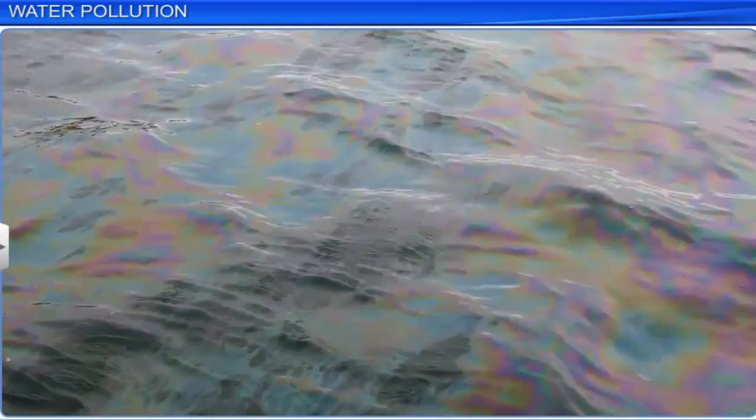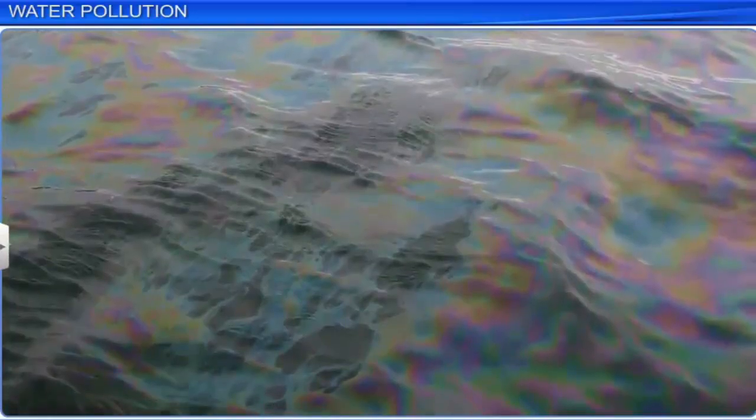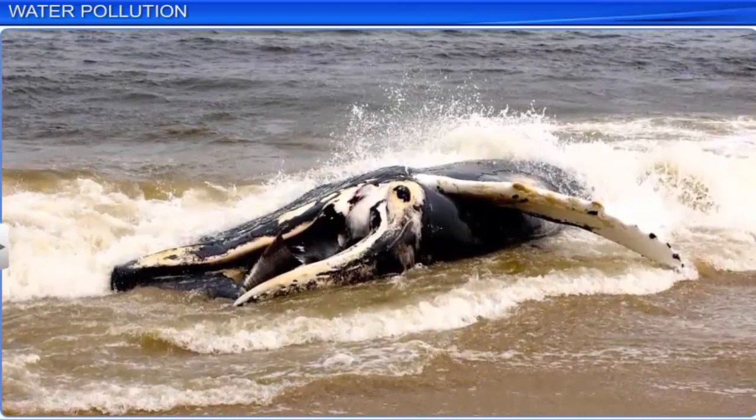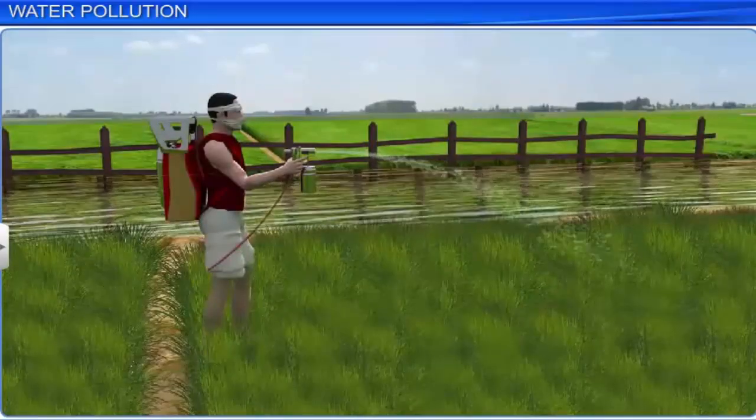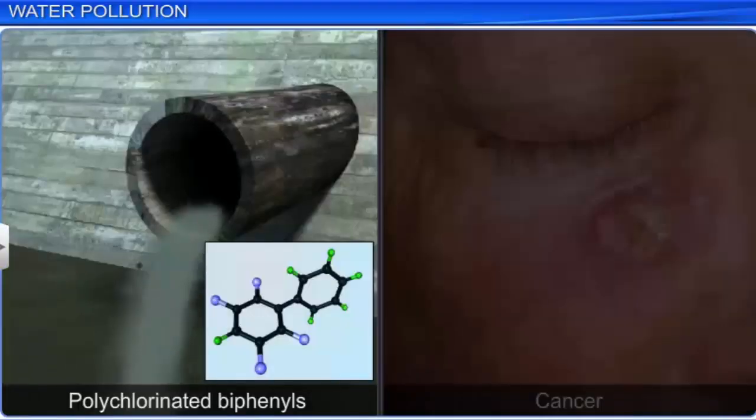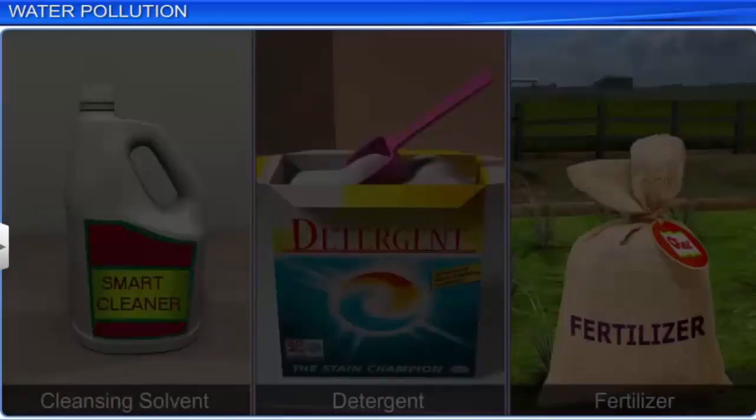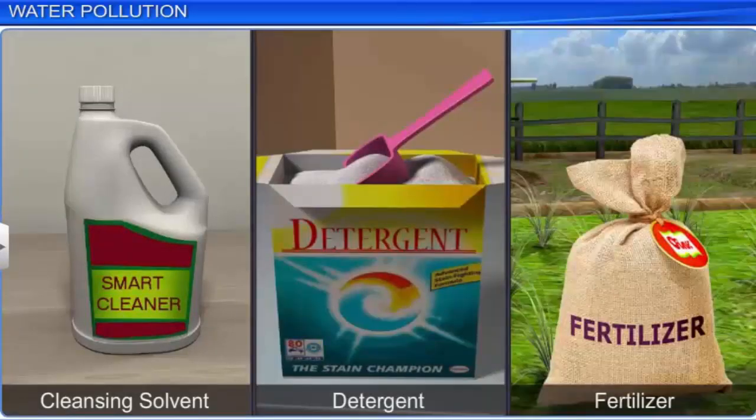Petroleum products like oil do not dissolve in water and pollute water sources. Oil spills that affect marine life in the oceans are a catastrophic example of water pollution. Pesticides get mixed in water from sprays or from soil and pollute water. Industrial chemicals include polychlorinated biphenyls or PCBs, which are thought to cause cancer. PCBs are used as cleansing solvents, detergents, and fertilizers.